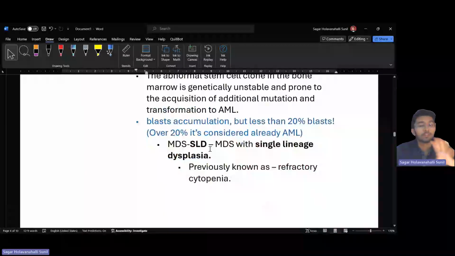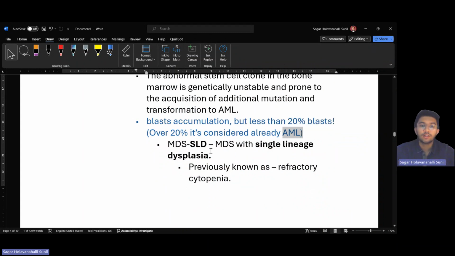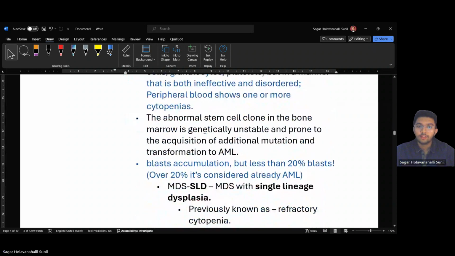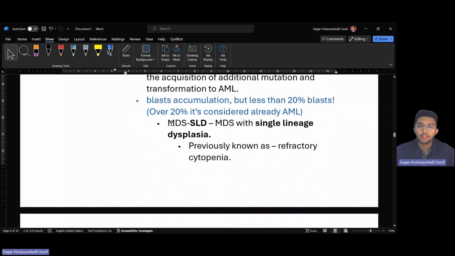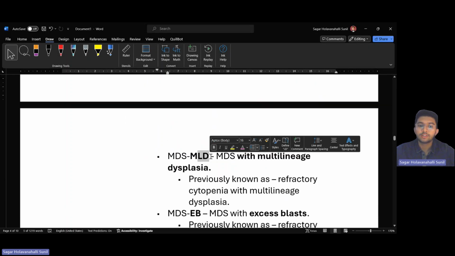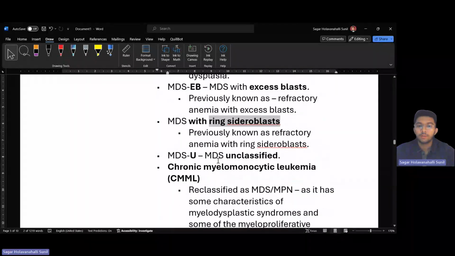So in that situation, it's very dangerous. It's a potentially fatal situation. That's called acute myeloid leukemia. It's an acute stage, acute situation. Now, under MDS, myelodysplastic syndrome, the basic classification is, I think there are about five. So you have MDS with single lineage dysplasia, with multilineage, with excess blasts, with ring sideroblasts, something else unclassified, and chronic myelomonocytic leukemia.